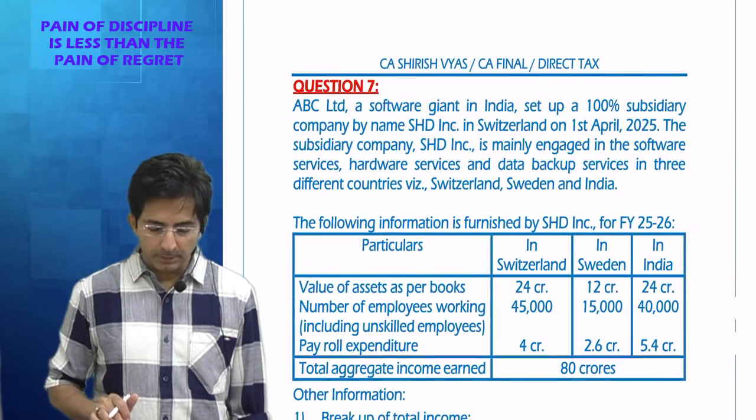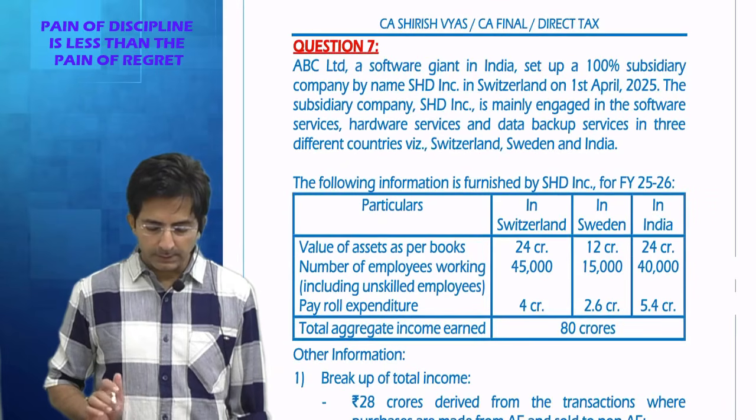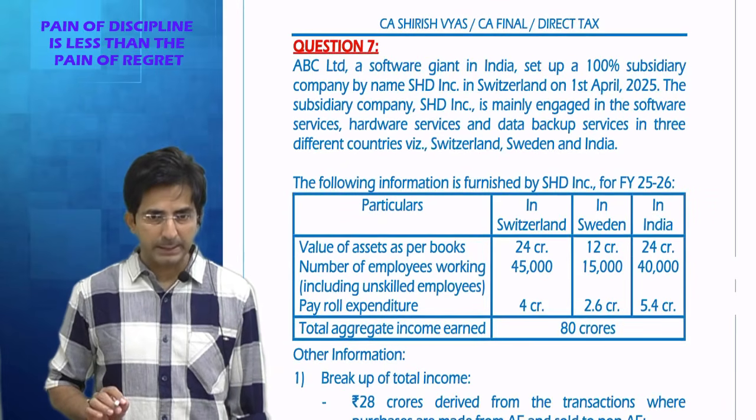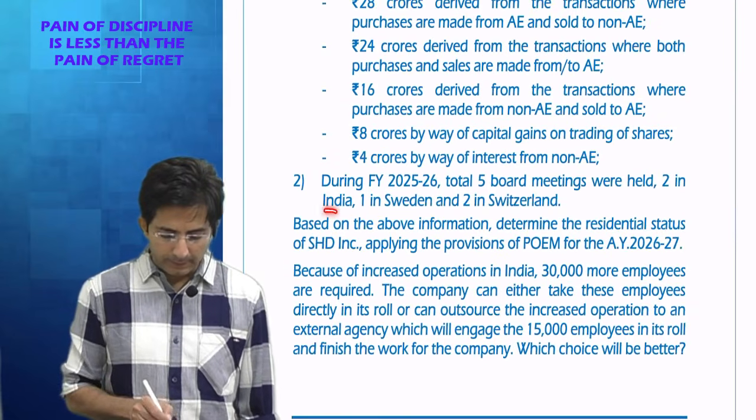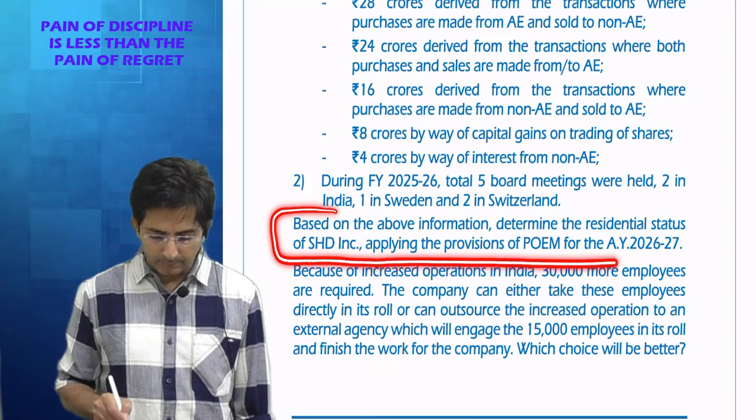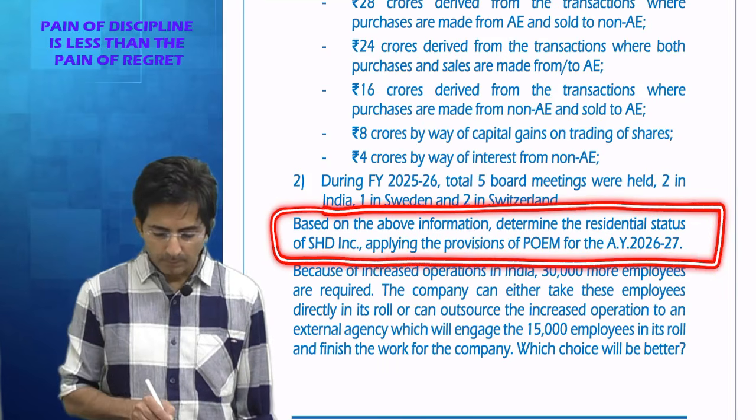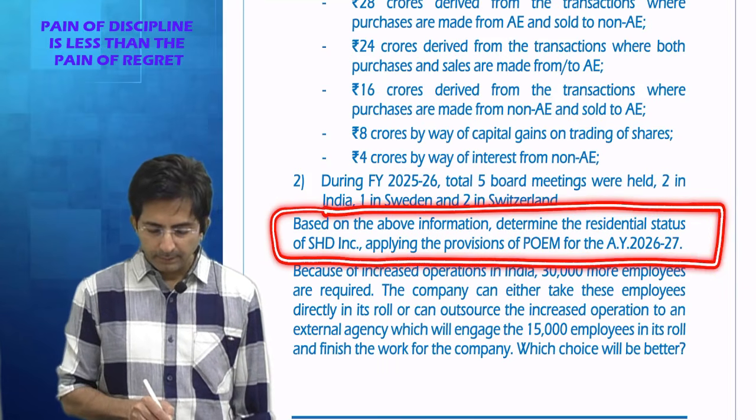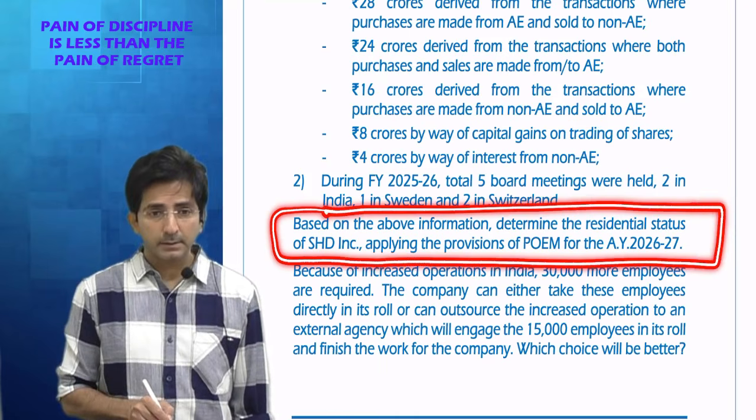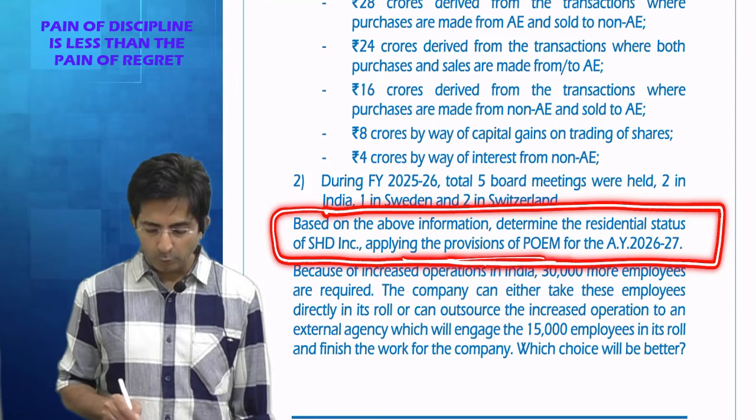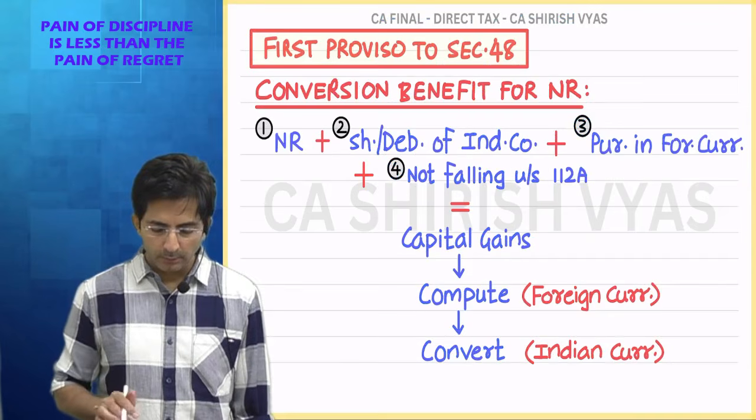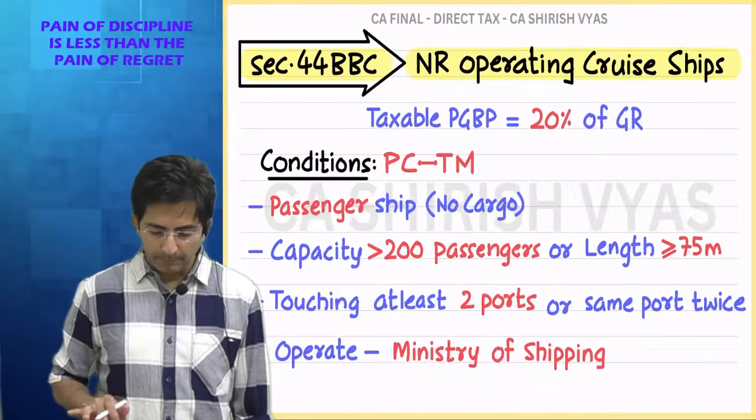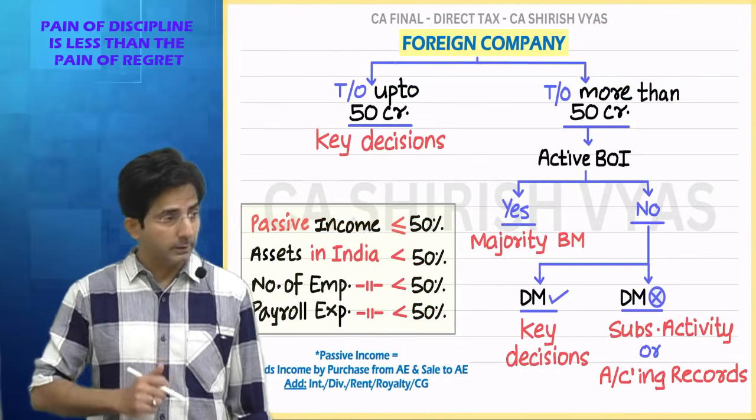Then question number 7 was there. Question 7 was for residential status. See in the question, directly read this part first. Read what was given. Determine the residential status applying the provisions of POEM. So tell me here which knowledge will be useful? This knowledge. I will keep that page open for you.